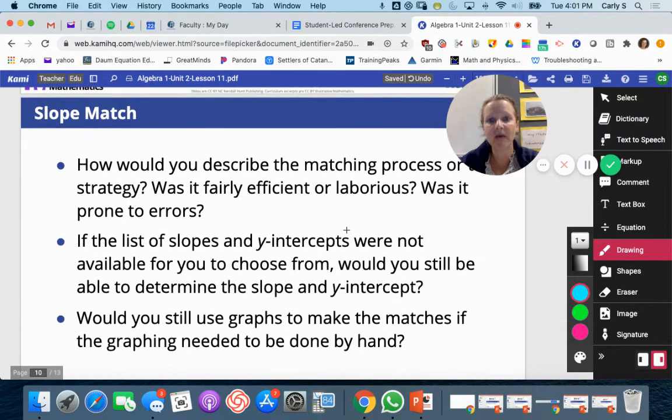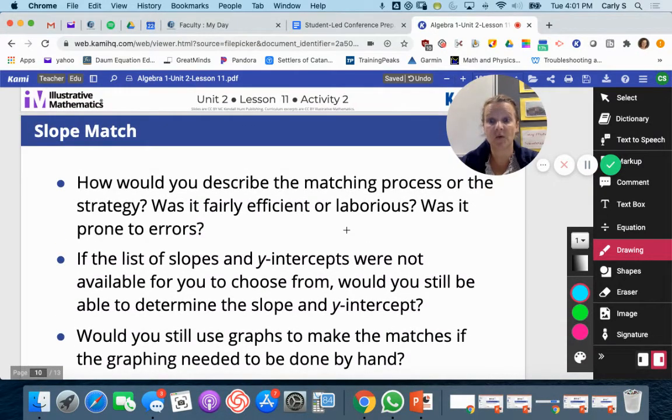All right, so how would you describe the matching process or the strategy? Was it fairly efficient or laborious? Was it prone to errors? Yes, it's prone to errors. The first few times we did all the steps, I would call it laborious. Kind of efficient when we skipped some steps, but still prone to errors.